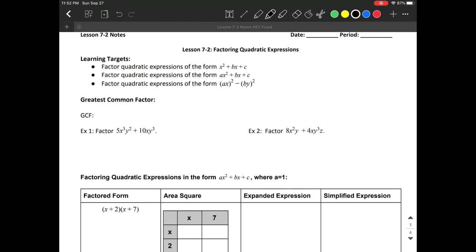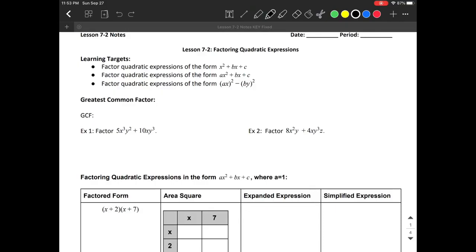In lesson 7-2, we're going to talk about factoring quadratic expressions. So here are the three different forms of quadratic expressions we're going to talk about, and there's three different ways to factor those three different forms. But before we talk about those different forms and factoring them, we're going to talk about greatest common factor, because that's the thing that we're going to do before we do anything else.